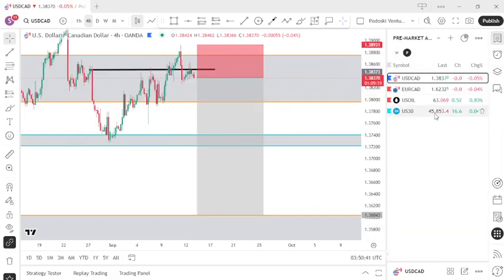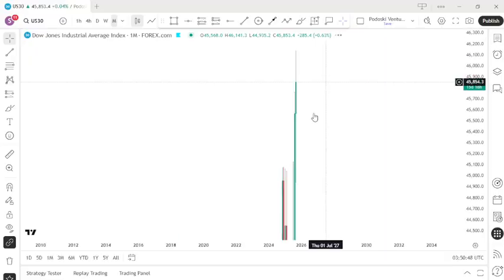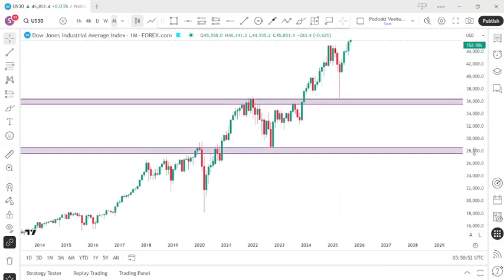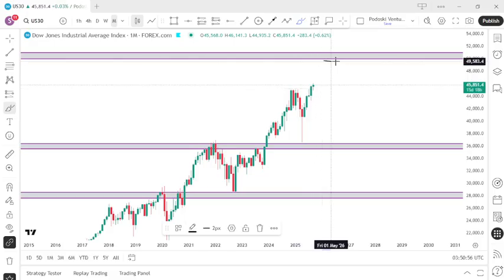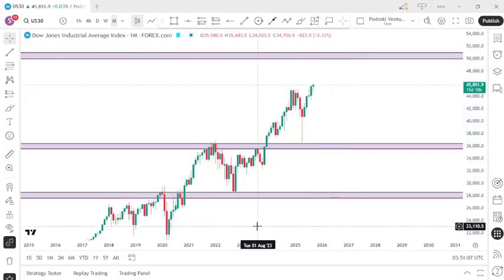And the next pair on the list is US30. On US30, I'm going to start from the monthly time frame. From the monthly time frame, I have my monthly upper zone here, midway zone here, and my monthly lower zone here. So from the monthly time frame, you see price is moving beautifully to the upside.